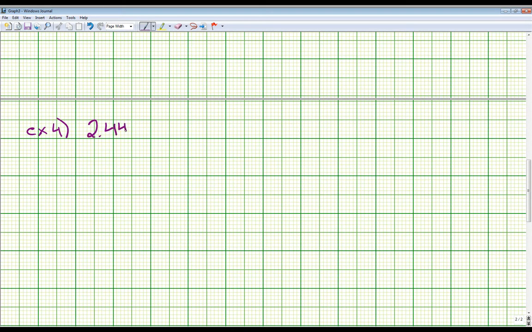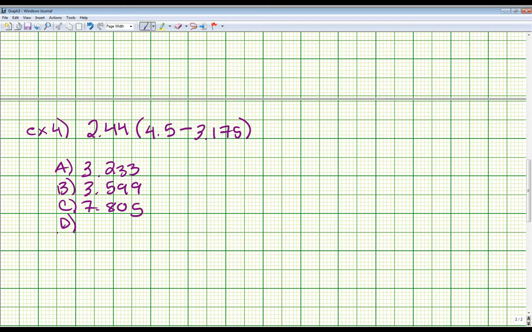So let's write it out. 2.44 parentheses 4.5 minus 3.175. There are choices here, so we can list those choices. Basically, we're going to solve this and then figure out what choice is correct. Choice A is 3.233. Choice B is 3.599. Choice C, 7.805. And choice D is 32.33. That one looks way different than the rest, so that's interesting.